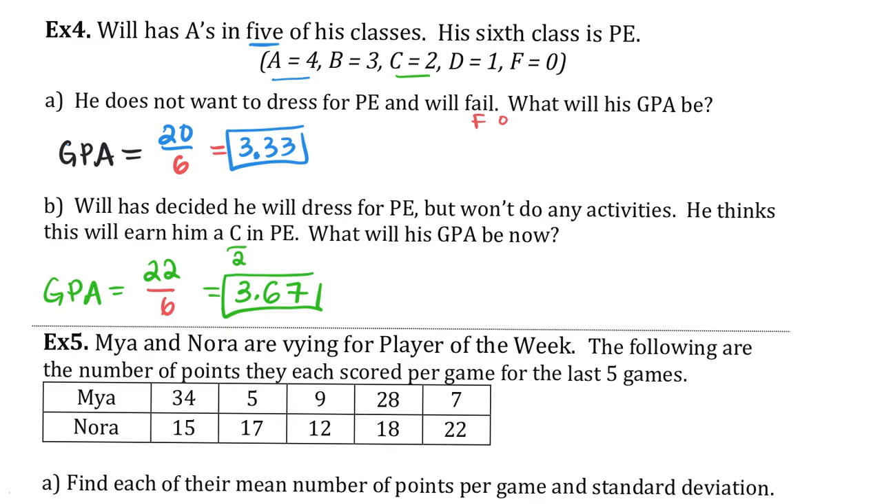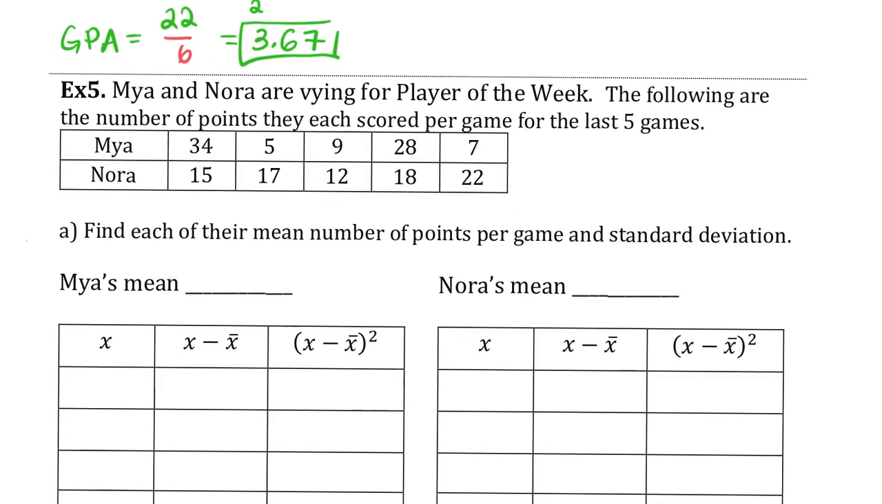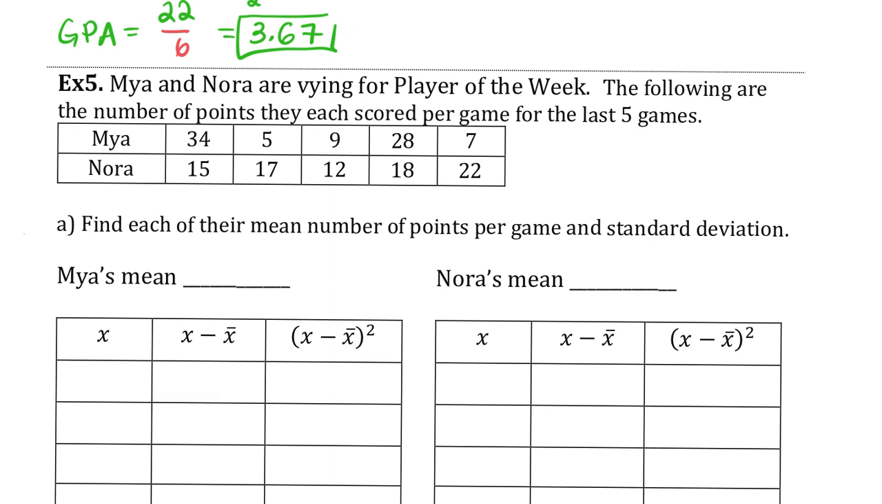Okay, last example. Maya and Nora are vying for Player of the Week. The following are the number of points they each scored per game for the last 5 games. Find each of their mean number of points per game and their standard deviations.